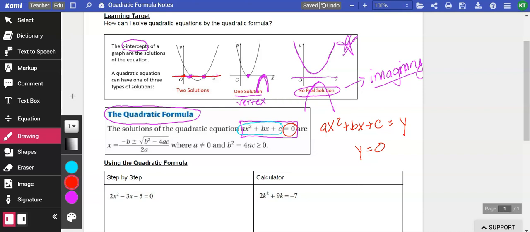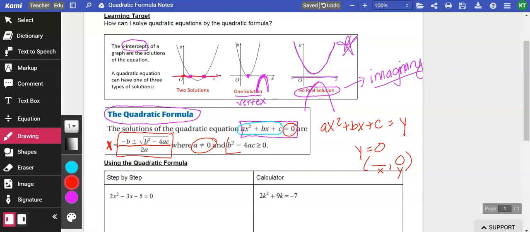Then your quadratic formula is x equals, so we want to know what x is because it's our x-intercepts. We want to know that x-coordinate when y is 0. X equals the opposite of b plus or minus the square root of b squared minus 4ac all over 2a. So it is in fraction form where we have the numerator and the denominator. A cannot equal 0 because if a equals 0, then we don't have a quadratic equation. We just have a linear equation.